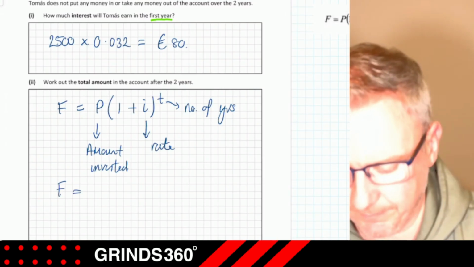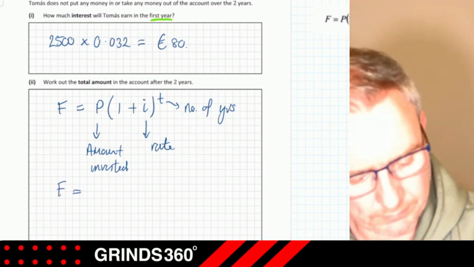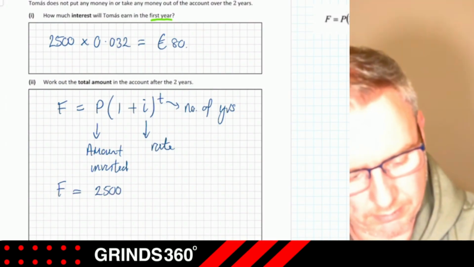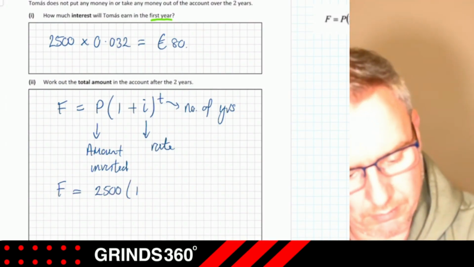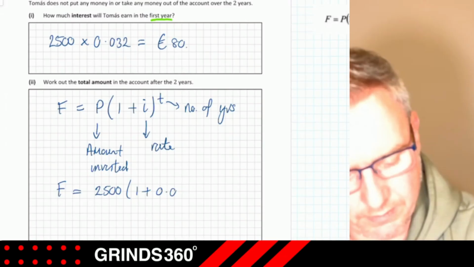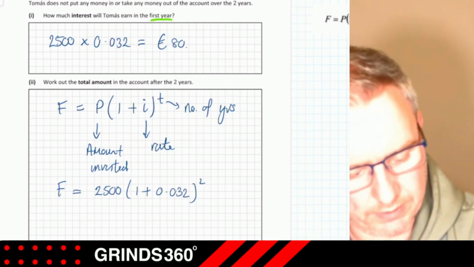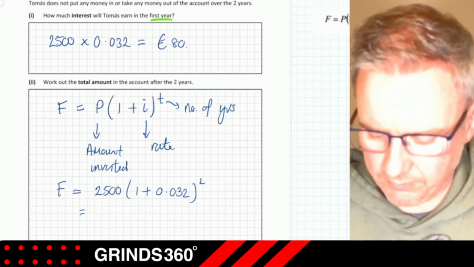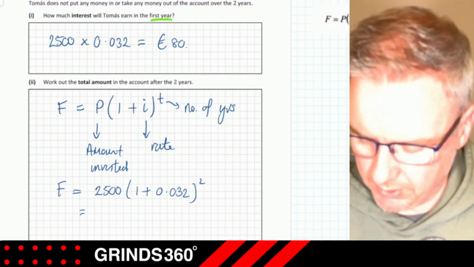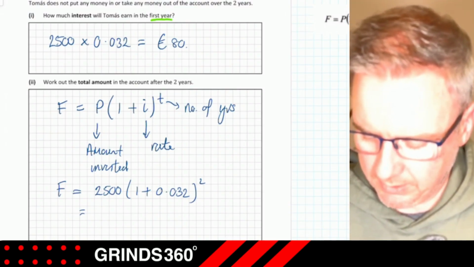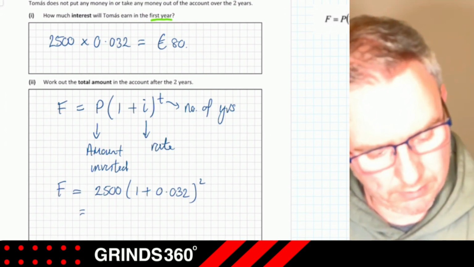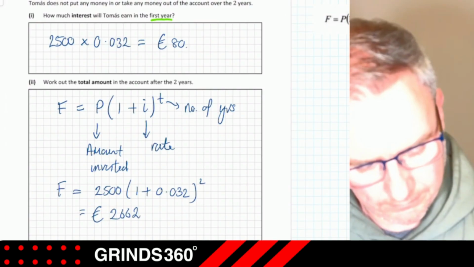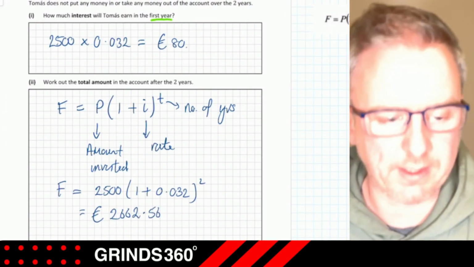So the final value is equal to, I have my 2,500 by 1 plus 0.032 to the power of 2. And you can work that out then, all right? So 2,500 multiplied by 1.032 all to the power of 2. So you have €2,662 and 56 cents, okay?